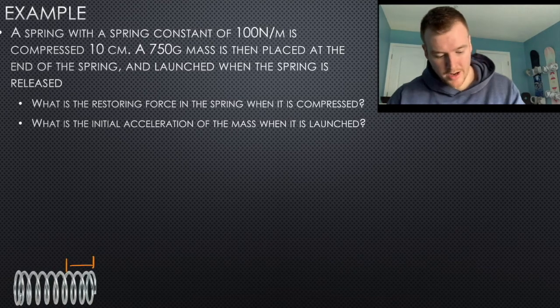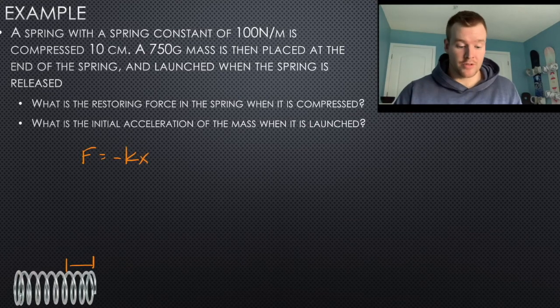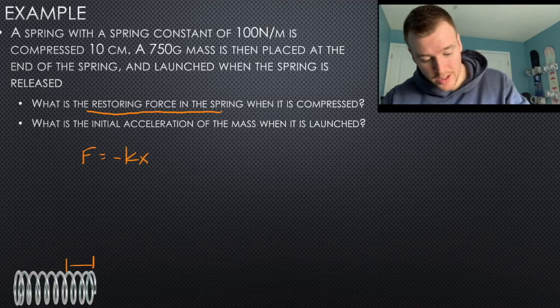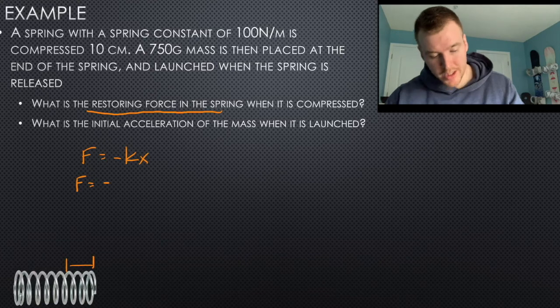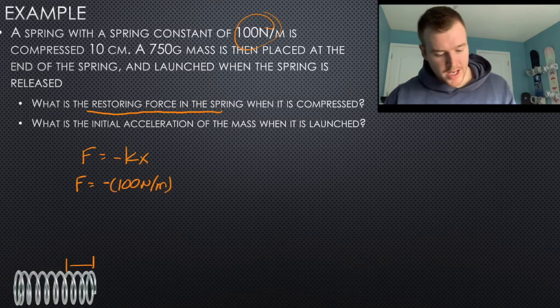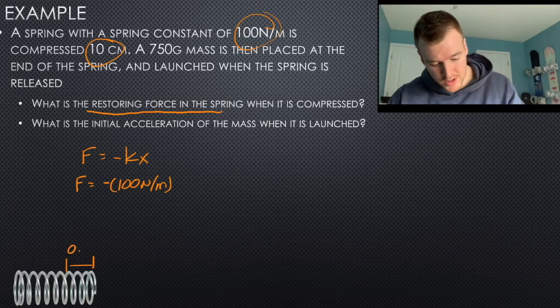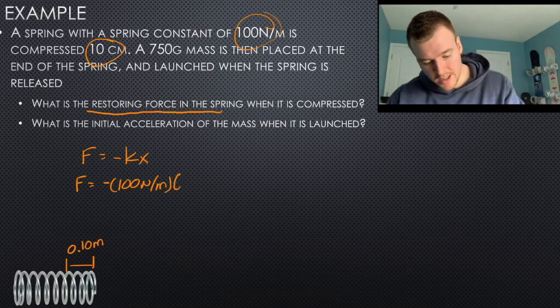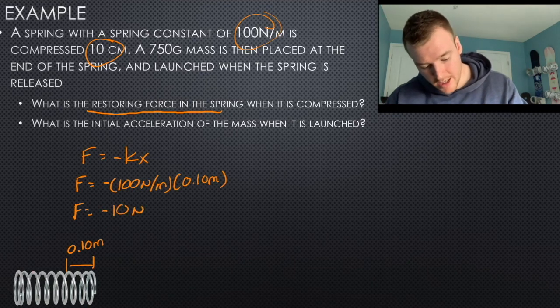So let's start with our formula of F is equal to negative kx. And remember, that's for the restoring force, and that's what it's asking for in the question. What is the restoring force? So we just plug in F is equal to, keep the negative there. k was in the question as 100 newtons per meter, times x, which it said was 10 centimeters. We have to remember this should be in meters. So 0.10 meters. And so we just multiply those together and we get negative 10 newtons.